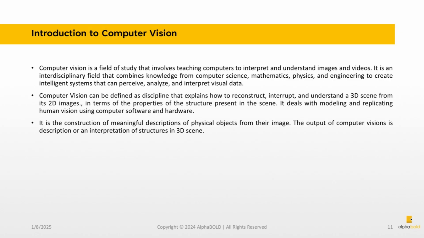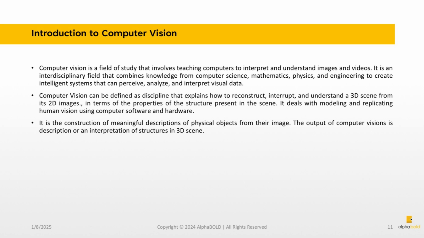Computer vision is a field of study that involves teaching computers to interpret and understand images and videos. It is an interdisciplinary field that combines knowledge from computer science, mathematics, physics, and engineering to create intelligent systems that can perceive, analyze, and interpret visual data.